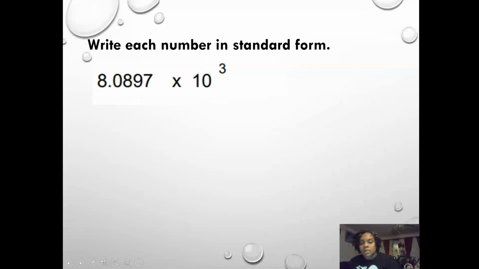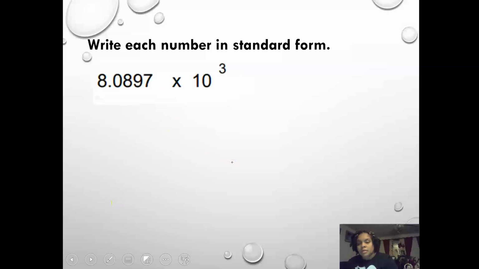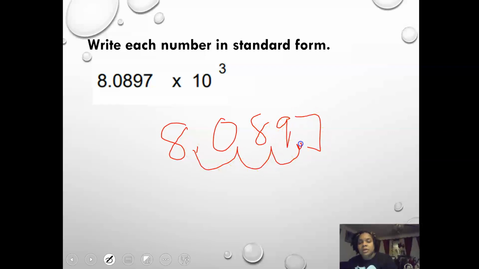All right, so let's take a look at it. You have 8.0897123. I don't have to add nothing. I don't have to add any extra zeros, so the number would be 8,089.7. Okay?